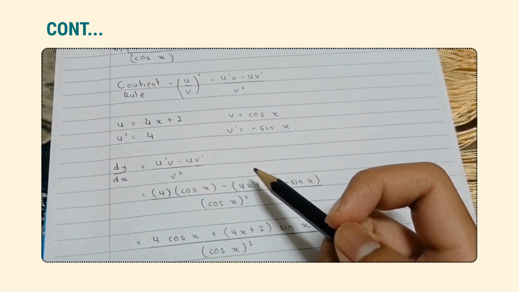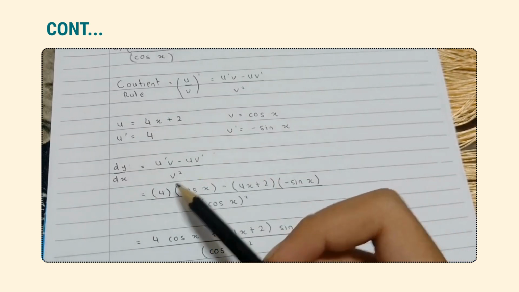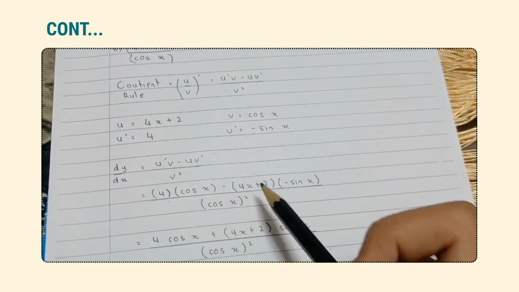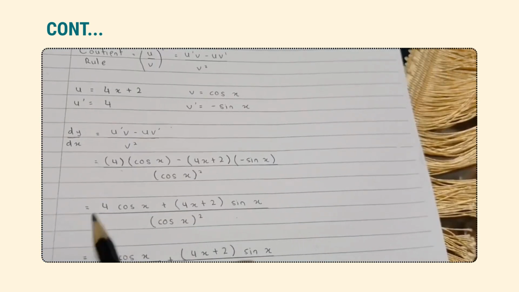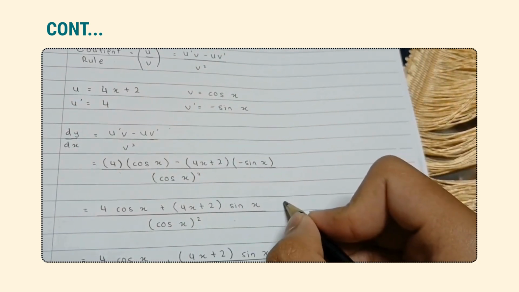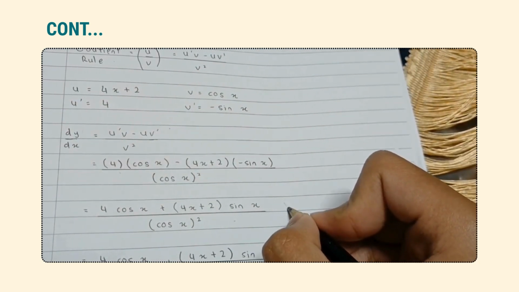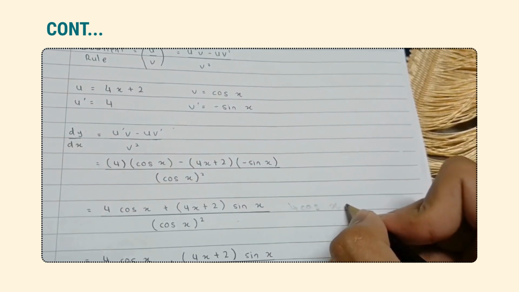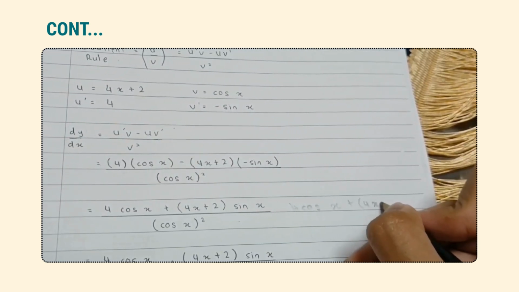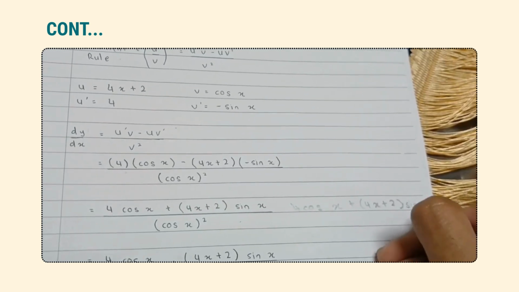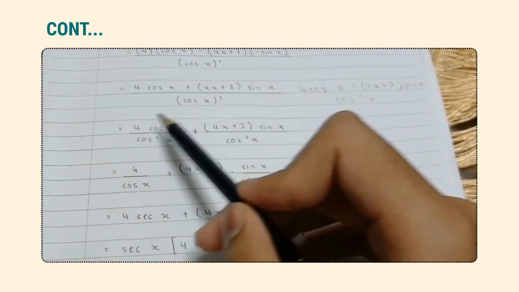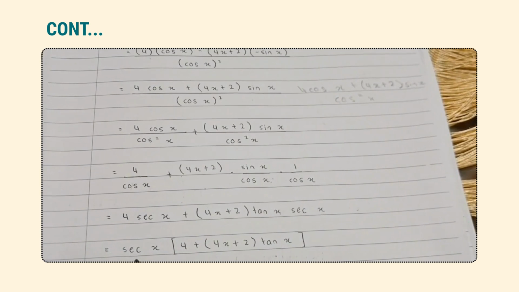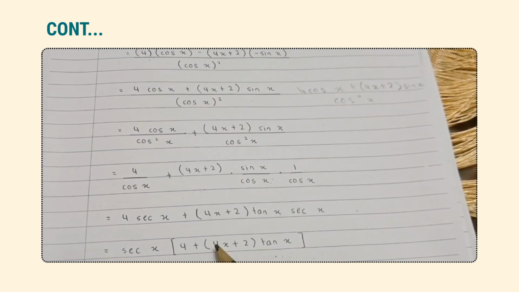For step 2, we apply the quotient rule, we got 4 cos x minus (4x plus 2) times negative sin x over cos squared x. We get the answer like this. Then we simplify this and we get 4 cos x plus (4x plus 2) sin x over cos squared x. For all this, we get the answer is sec x times (4 plus (4x plus 2) tan x).